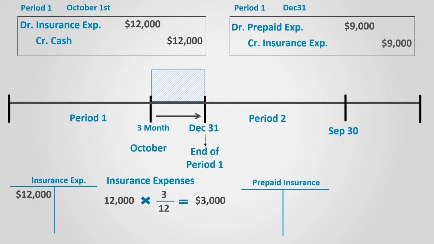Decrease the expense by crediting it by $9,000 and increasing the asset prepaid insurance by the same amount to recognize that the business owned the right to get the insurance service for 9 months of the following period.